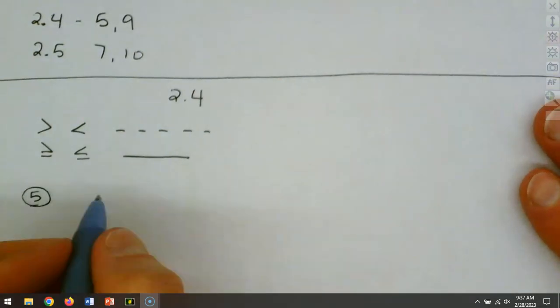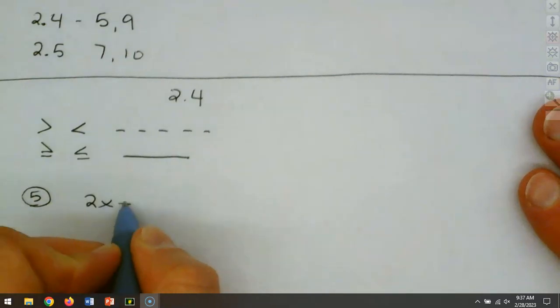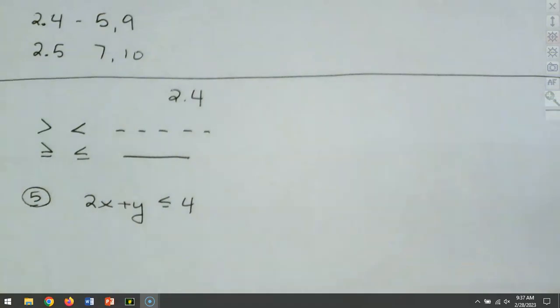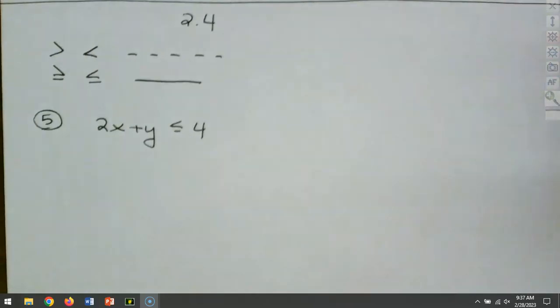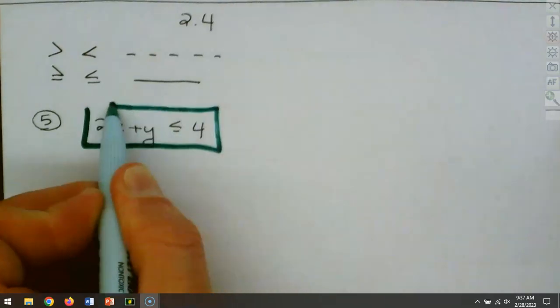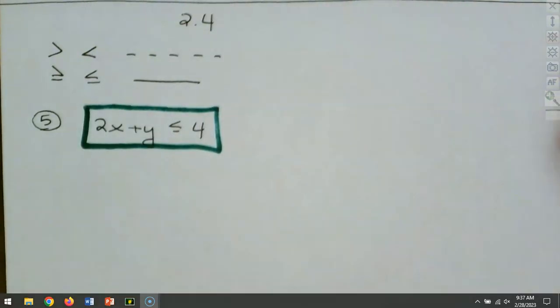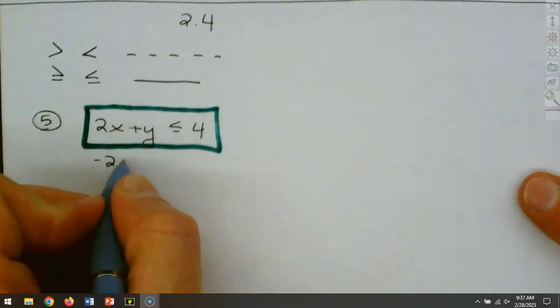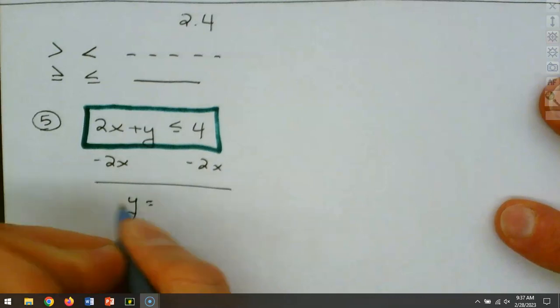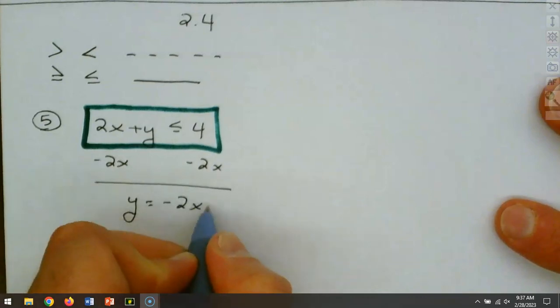So what we have is 2x plus y is less than or equal to 4. What we need to do is graph it. So this is our original, and this is what we're going to be checking in. I'm just going to box it so we don't lose it. But let's go ahead and solve that for y. So move that 2x over. And now we've got y equals negative 2x plus 4.